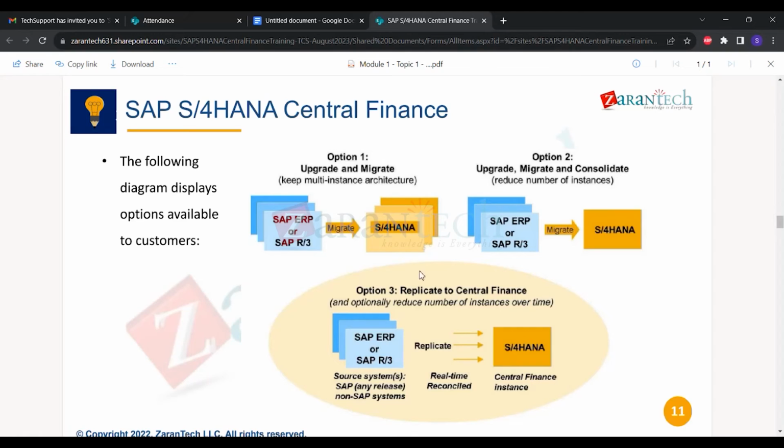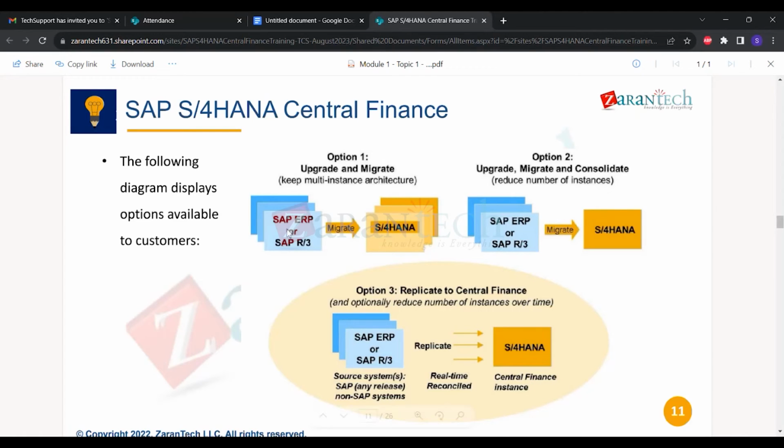Then the third way, which will be the primary focus of our discussion across this session, is the central finance approach. In this, we will not be doing anything on the source system from the process perspective. There will be some technical development required, but we will not be having any major process change across the source system. And then we will have the data replicated to S4 HANA central finance.